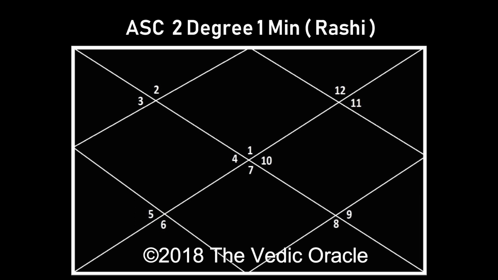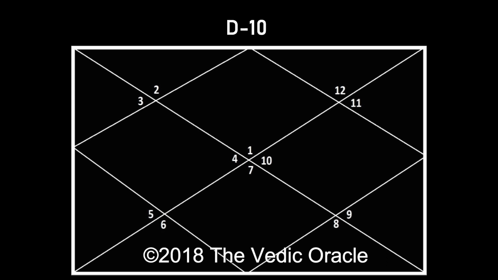Suppose you have Aries as your rising sign in the Rashi chart, let's say at the degree of 2 degrees 1 minute. Now 2 degrees 1 minute falls in the first Dashamsha, which means 0 to 3 degrees. Therefore, the rising sign of the D10 chart will be the same, that is Aries.